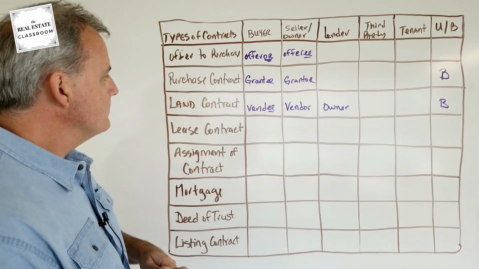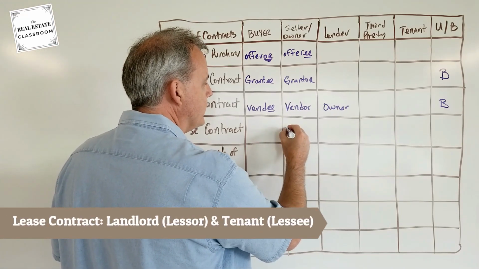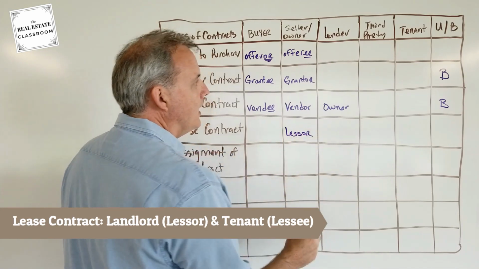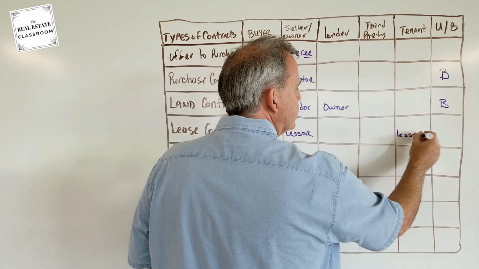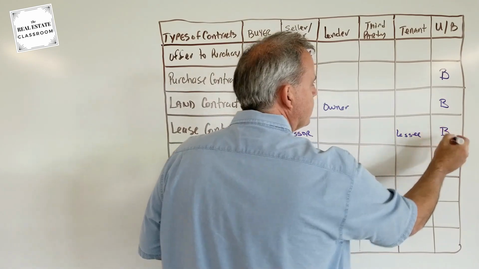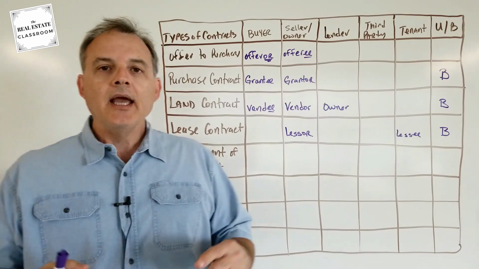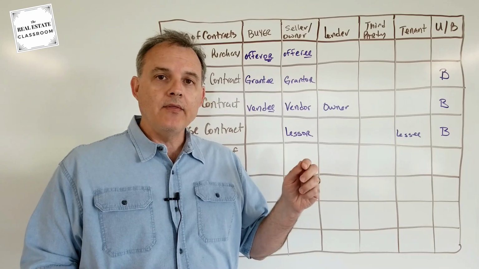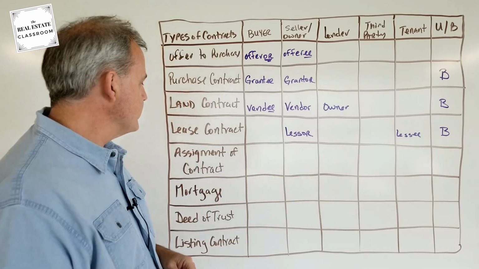Lease contract, all right, we have the owner, and the owner has a legal name that's called the lessor, and then the tenant is the lessee with two E's, and the lease contract is as well a bilateral contract. So once it's signed, then the tenant and the landlord are bound by the terms of it.